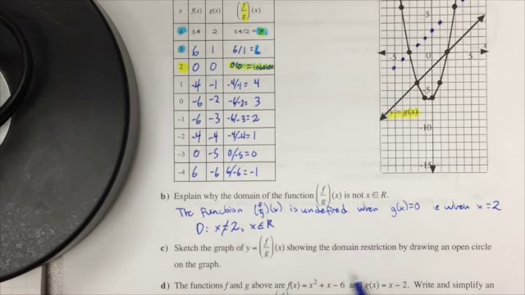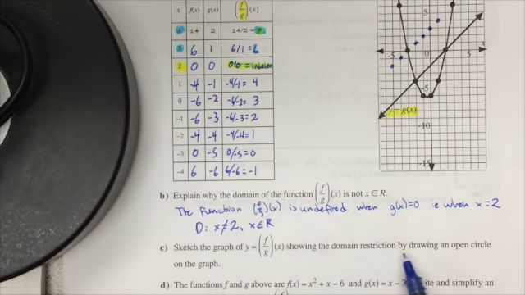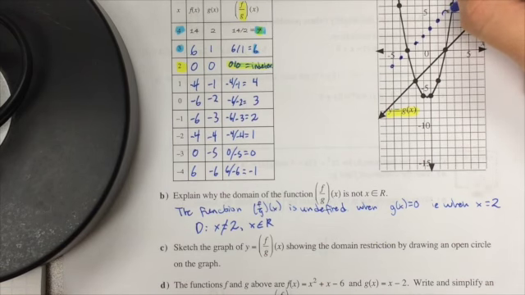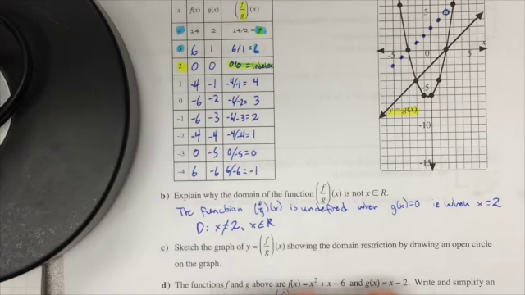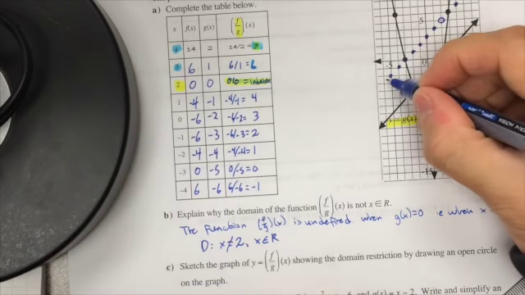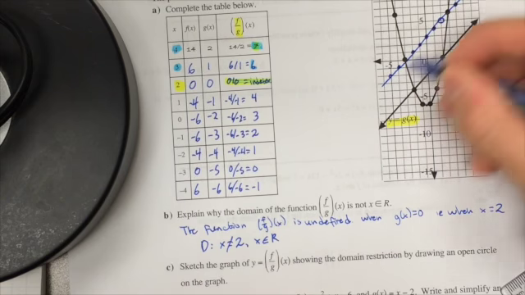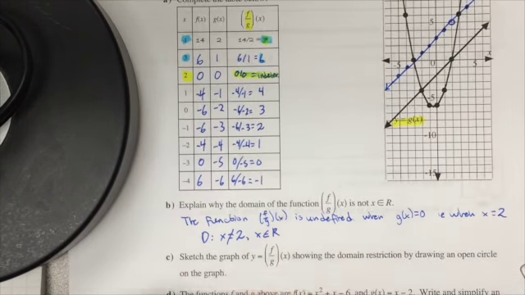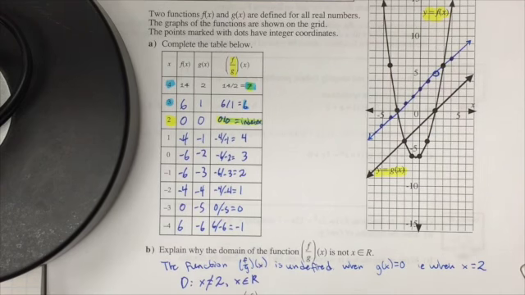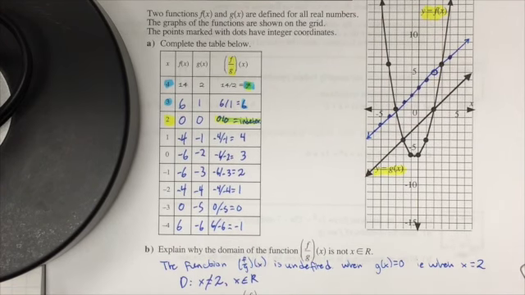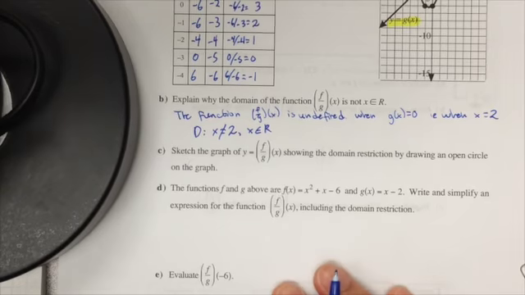Now, what we wanted to do, though, was show the domain restriction by drawing an open circle on the graph. And so to show our domain restriction, we would actually draw the open circle there. And that shows us the value for which x cannot equal. All right, so here's our new graph, or our new function. Okay, part D.